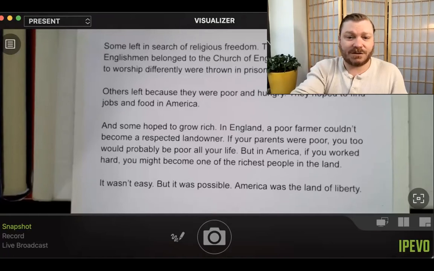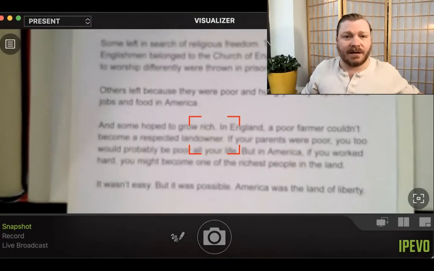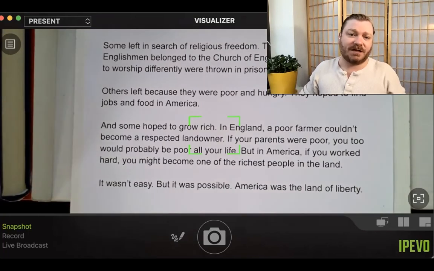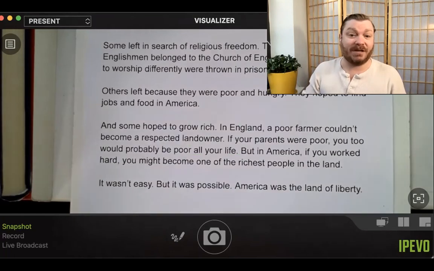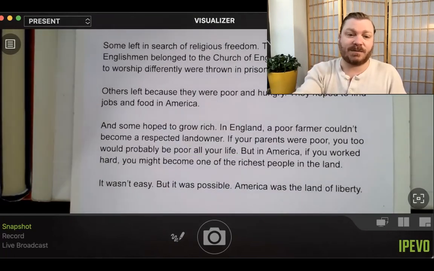Some left in search of religious freedom. The king and most Englishmen belonged to the Church of England. People who tried to worship differently were thrown in prison or even hanged. Others left because they were poor and hungry. They hoped to find jobs and food in America, and some hoped to grow rich. In England, a poor farmer couldn't be a respected landowner. If your parents were poor, you too would probably be poor all your life. But in America, if you worked hard, you might become one of the richest people in the land. It wasn't easy, but it was possible. America was the land of liberty.